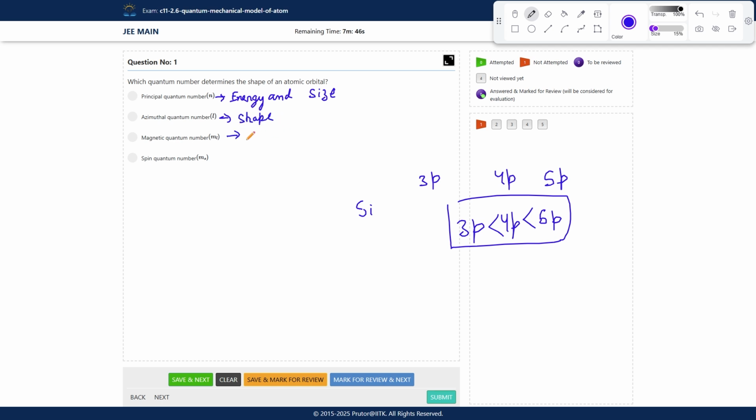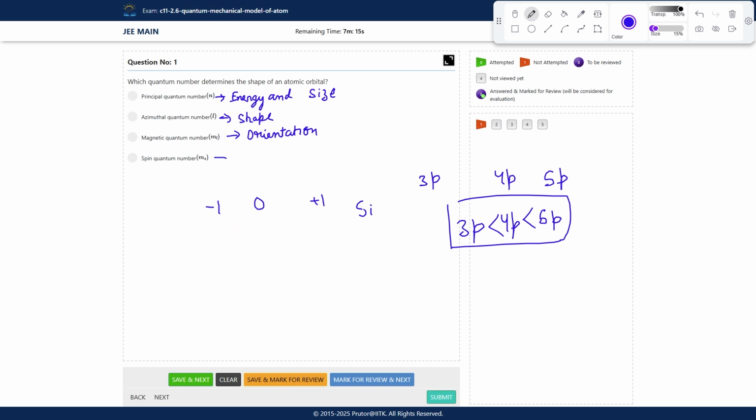Now what about the magnetic quantum number? What is the value of this magnetic quantum number? Any guesses? Yes, it tells us about the orientation. How does it tell about the orientation? There can be three orientations for the p subshell. Suppose it is Px, Py, and Pz. These are described by three unique magnetic quantum numbers, which are -1, 0, and +1.